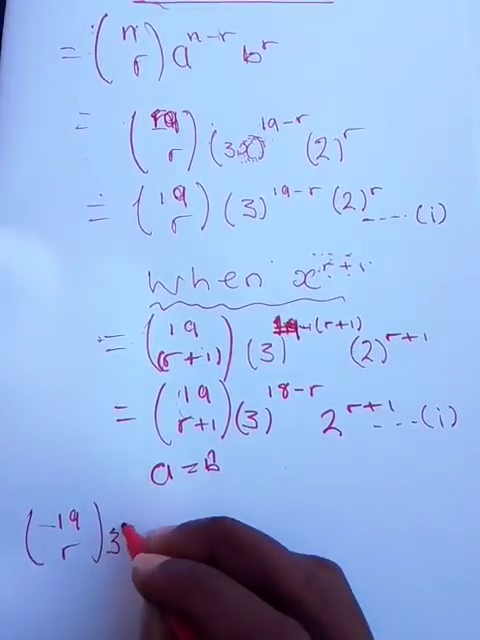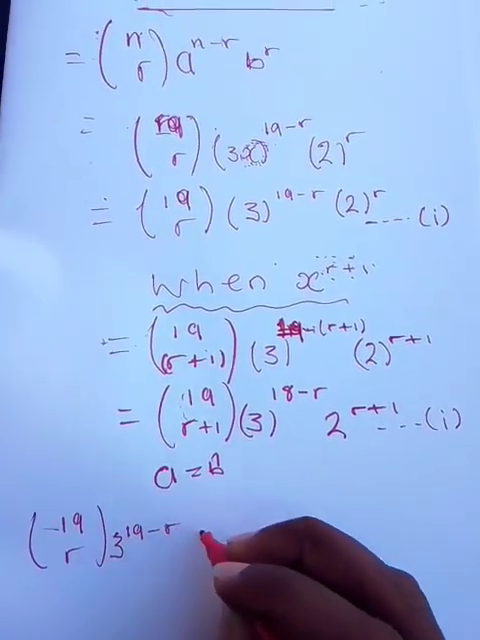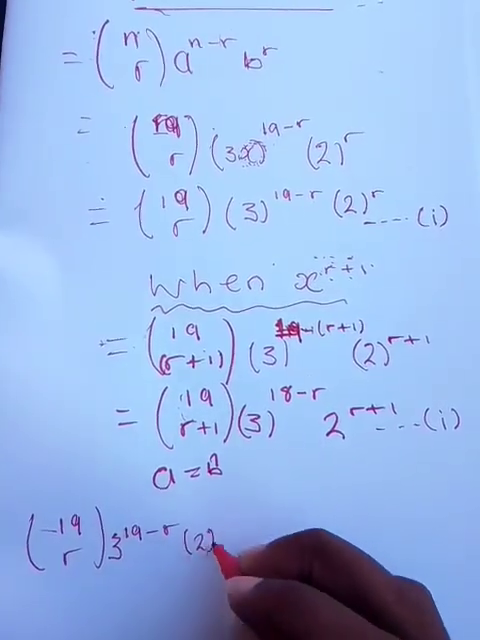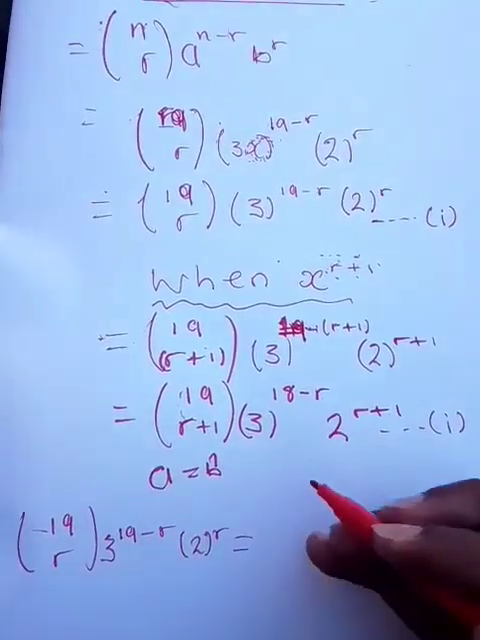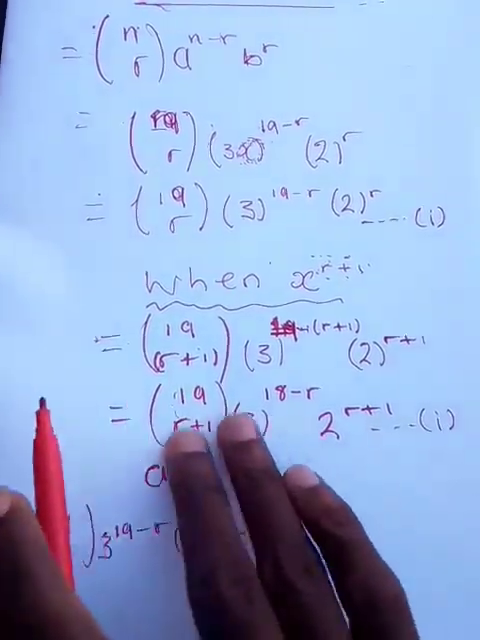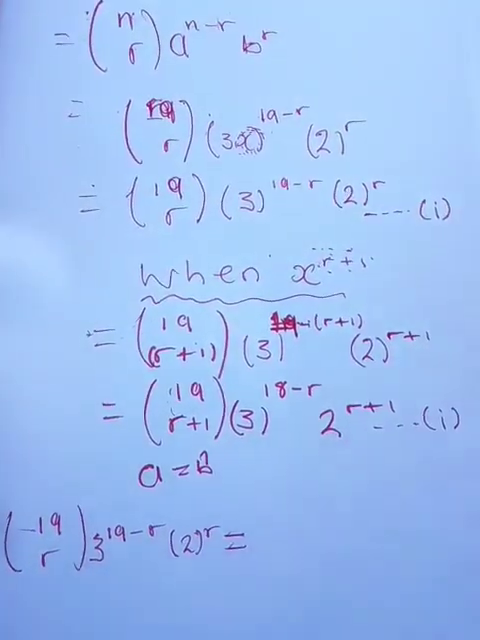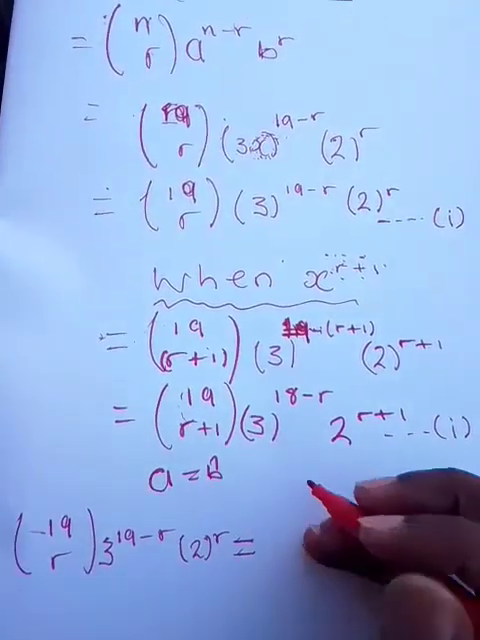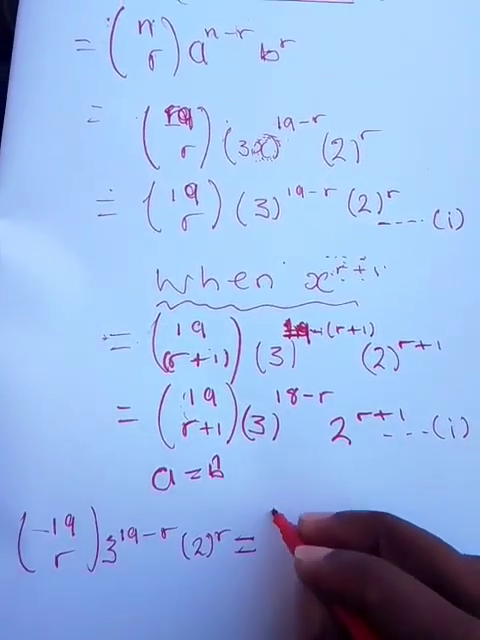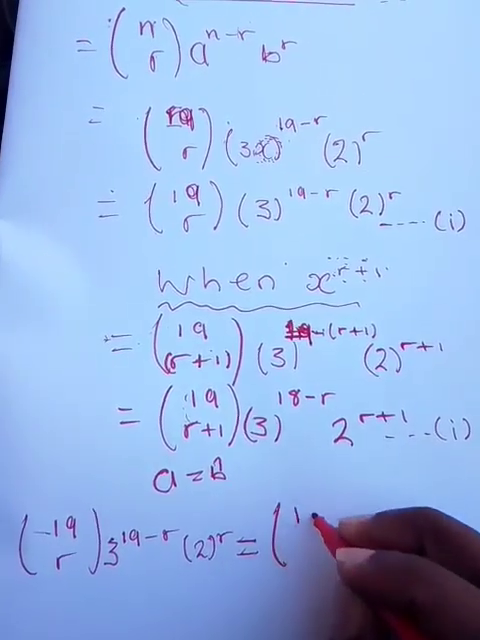Here I put 3^(19 - r) times 2^r is equal to whatever I have here, the coefficient of this one, because they have said that the coefficients are equal. There is nothing to stress about here. Okay, so simple concept. Just follow the instructions in the question.